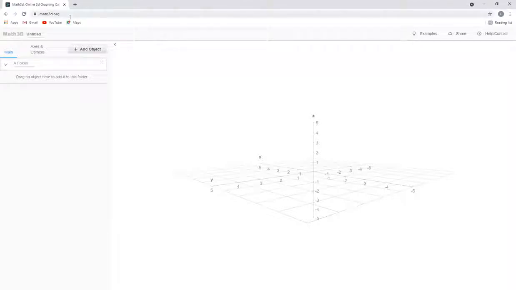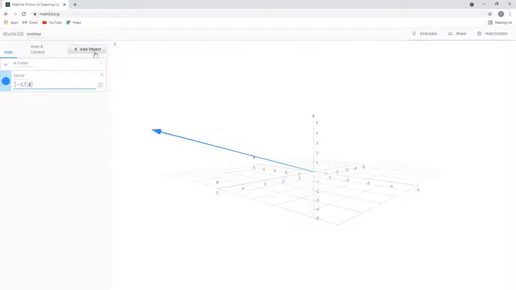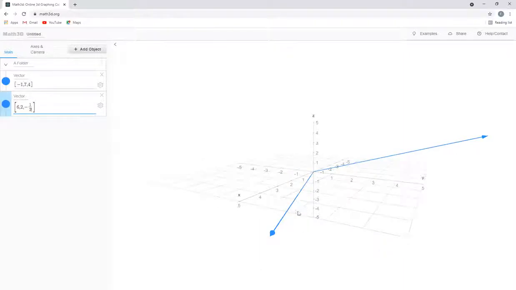So let's go to Math 3D, add object, the very first vector. The components of the first vector are -1, 7, and 4. So this is our very first vector, vector u. Let's add another object, the second vector, with components 6, 2, and -0.5. So this is our second vector, vector v.